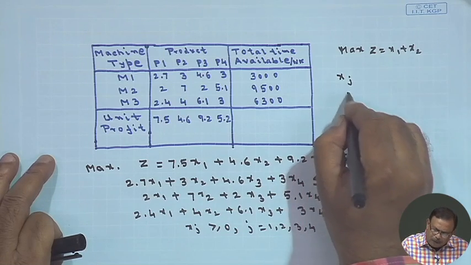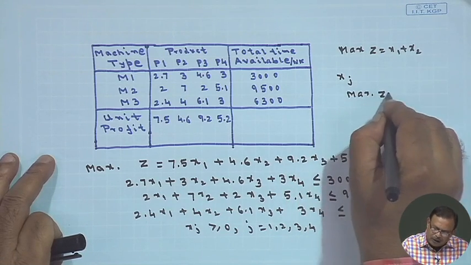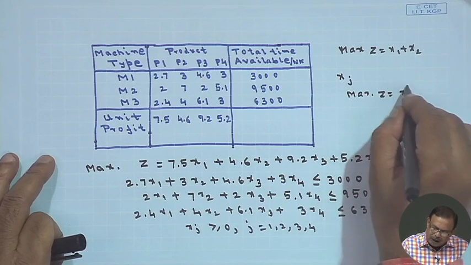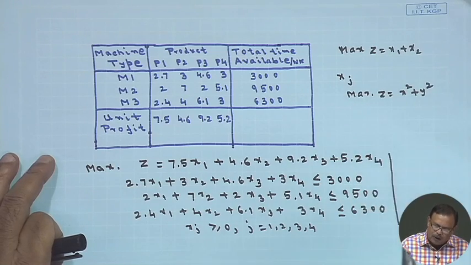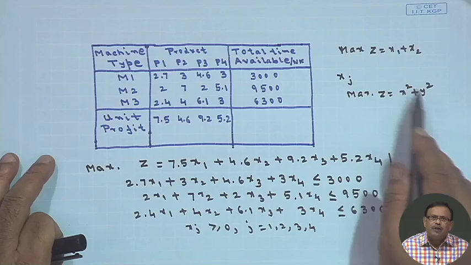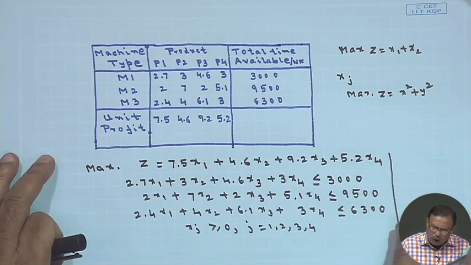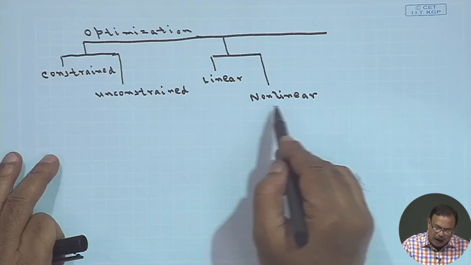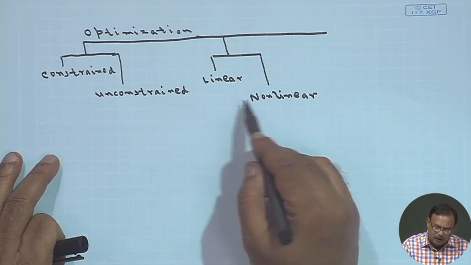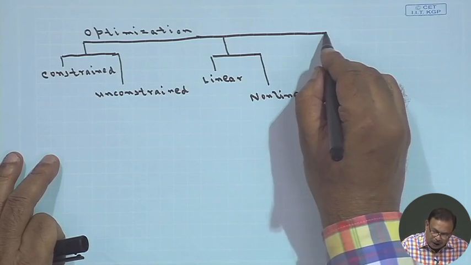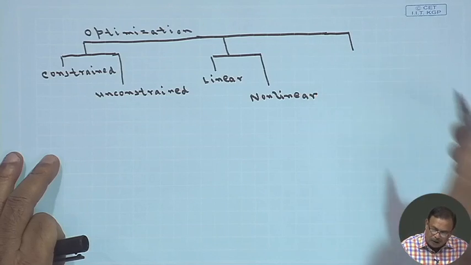And another type of function I can make, that is, say maximize z, which is equal to, say, x square plus y square. So, it becomes non-linear. So, in optimization we try to solve both linear and non-linear functions. It may be linear, it may be non-linear.